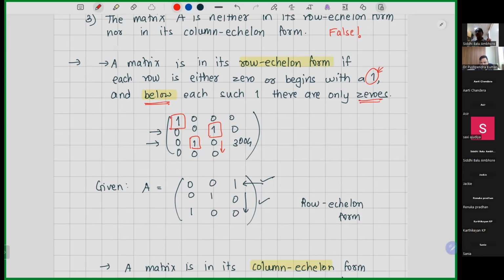If the row is 0, okay. If the row is non-zero, first non-zero entry must be 1. And if that first non-zero entry is landing in some column, then every entry in that column below that one must be 0. Is it okay? Yeah, it's okay now.